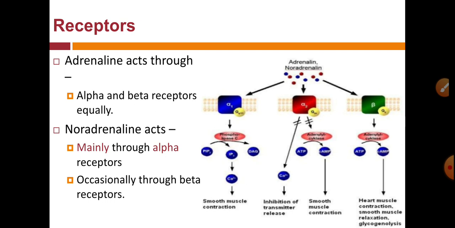So, on the cell membranes of the target cell, alpha and beta receptors are equally distributed, but adrenaline binds with these alpha and beta receptors equally, while noradrenaline mainly binds with alpha receptors rather than beta receptors. Occasionally noradrenaline binds with beta receptors, but mainly it binds with alpha receptors, whereas adrenaline binds with alpha as well as beta receptors equally.